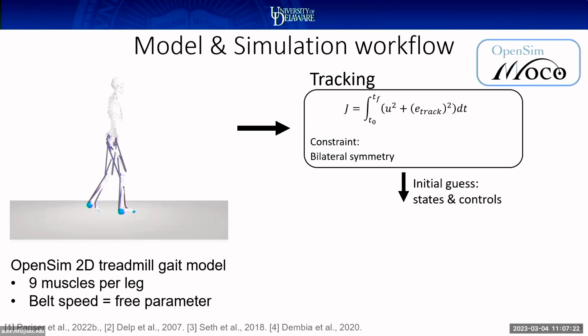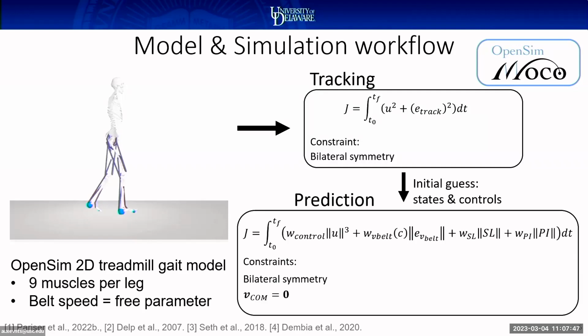Our simulations were run using direct collocation optimal control methods in OpenSim Moco. We started with inputting the model into a tracking simulation to get an initial guess for our predictive simulation. And the tracking simulation minimized the controls, U, as well as an error between reference and simulated states, E-track. And we had the constraint of bilateral symmetry to allow for quicker convergence times.